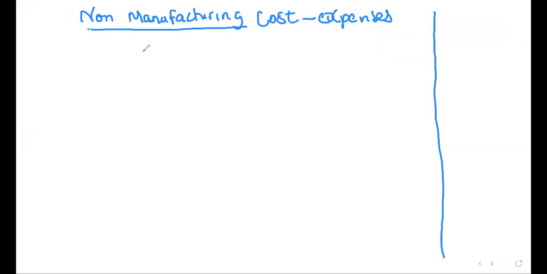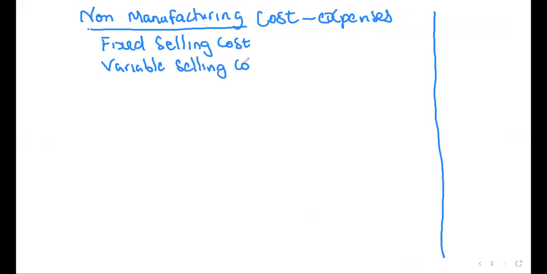So we have fixed selling cost and variable selling cost. Our fixed selling cost, they say, is 25,000. So let's look at the variable.